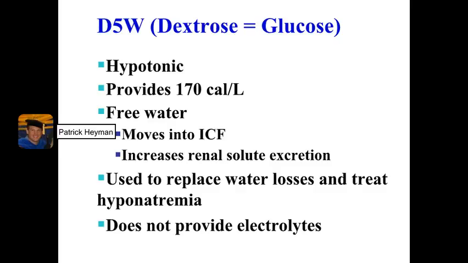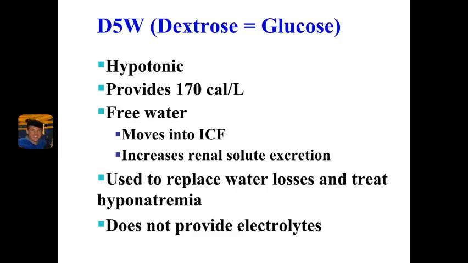D5W is dextrose 5% in water. Now remember that glucose comes in two forms, D-glucose and L-glucose. D-glucose is dextrorotatory, so dextrose for short. It provides a small amount of calories in a liter, and it's basically free water.